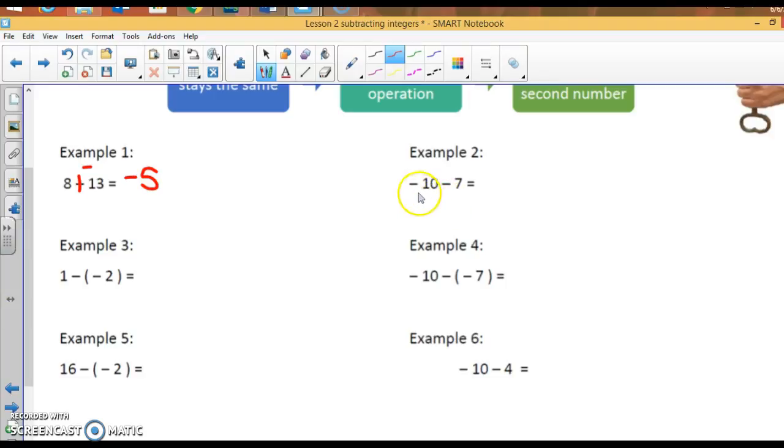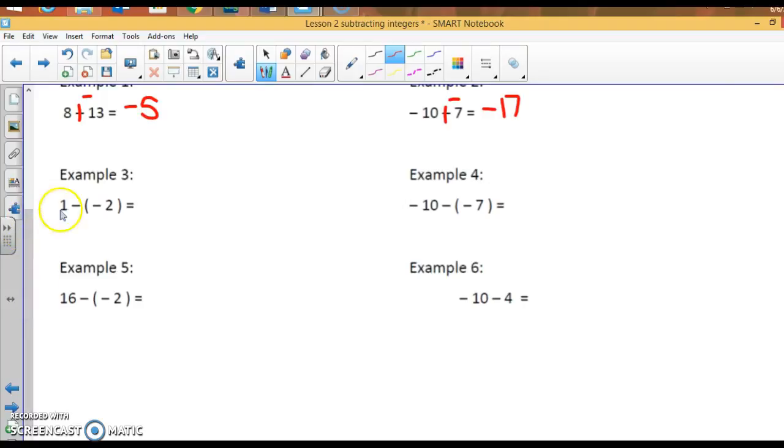So, this, negative 10 minus 7. Change it to add the opposite. Make our 2 marks. So, plus negative 7. Negative 10 plus negative 7, they're the same. Add and keep the sign. Negative 17. 1 minus negative 2. Change it to add. The opposite of negative 2 is positive 2. There's our 2 marks. 1 plus 2 is 3.